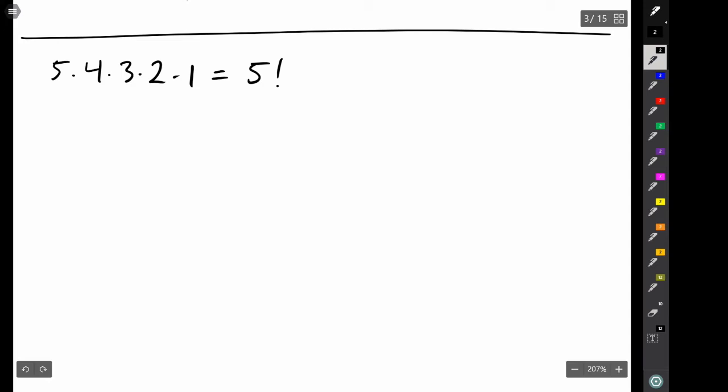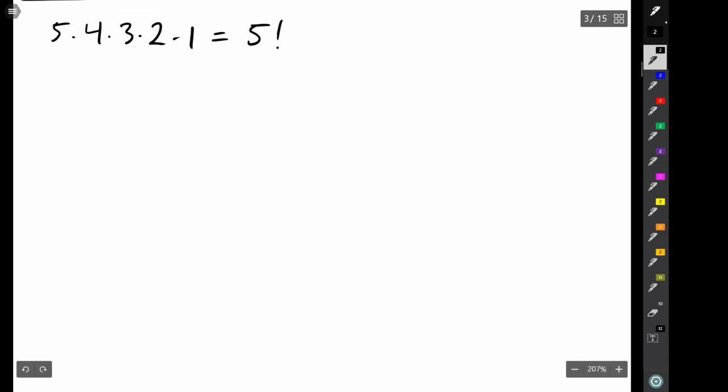call 5 factorial. Right? So the factorial always stands for the product of numbers from that number all the way down to 1. Okay? And we can only use this on whole numbers. Right? There's ways to extend the definition of the factorial, but we're not really going to touch on that here.